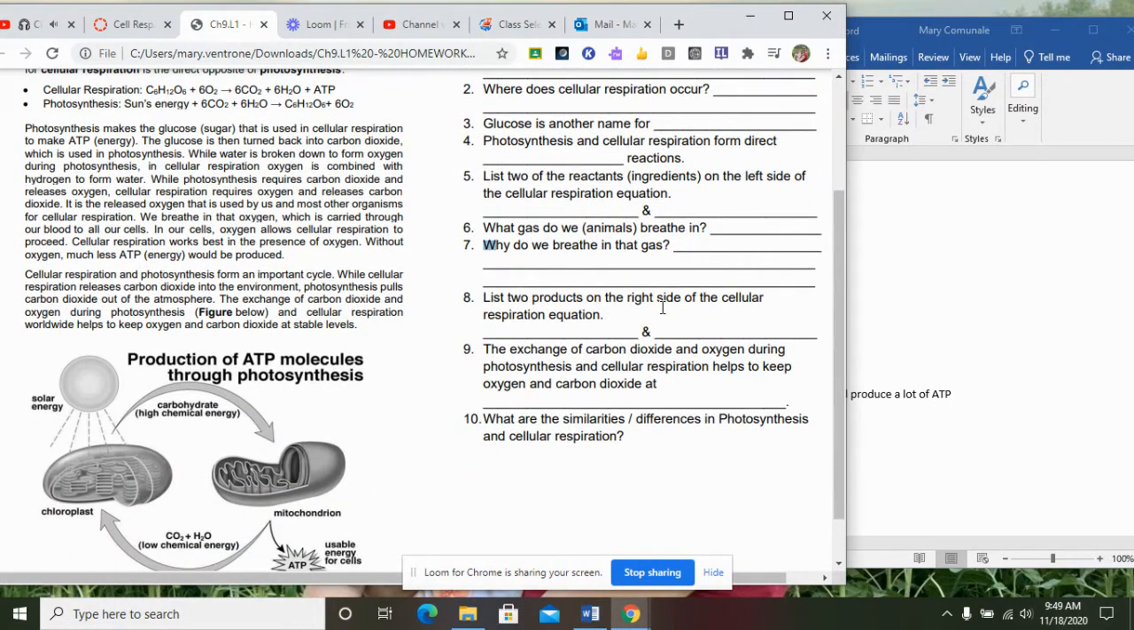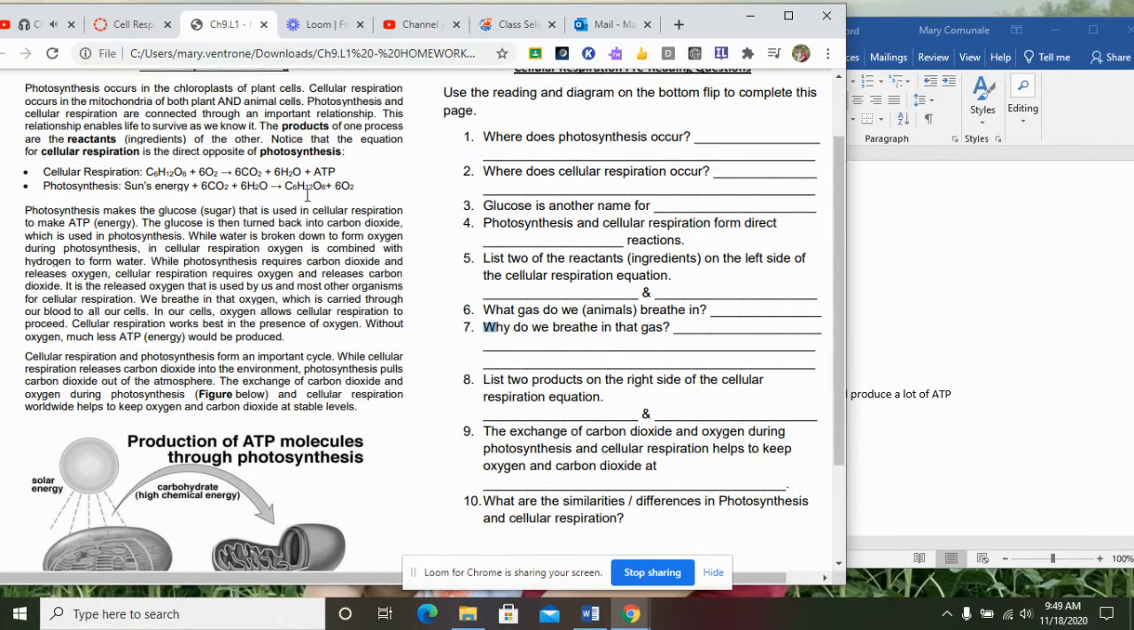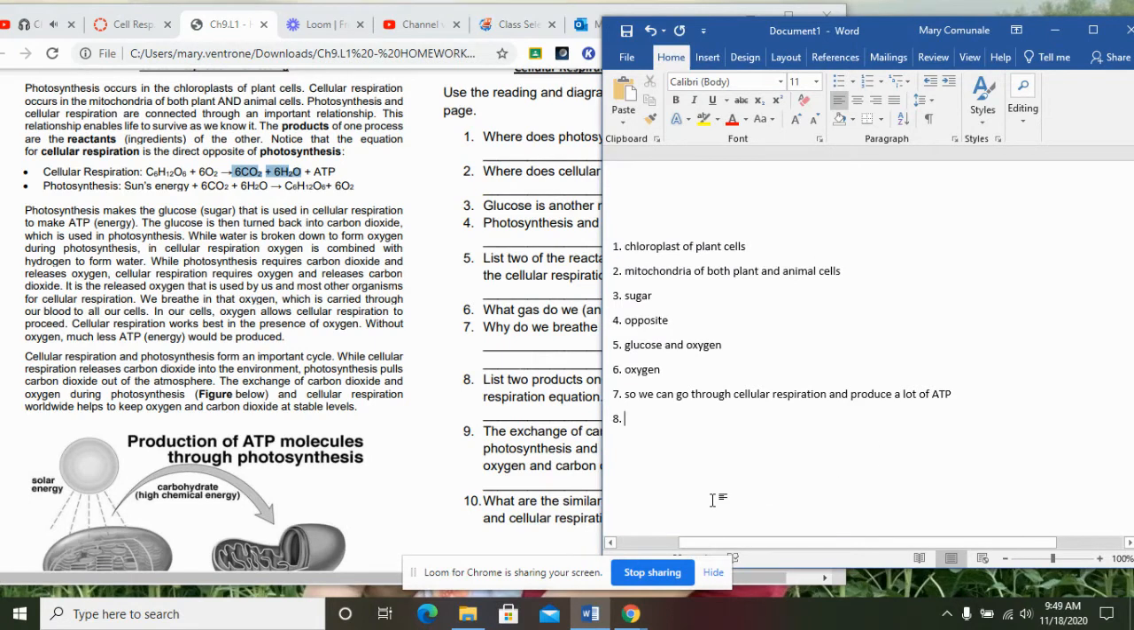List the two products on the right of the cellular respiration equation. So the two products are these two right here. Cellular respiration, that's going to be carbon dioxide and water.